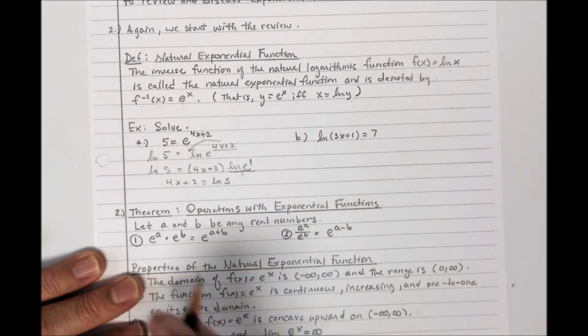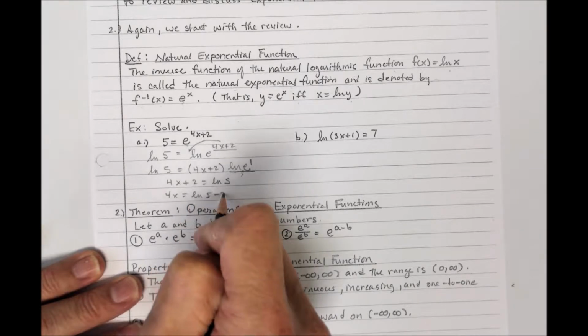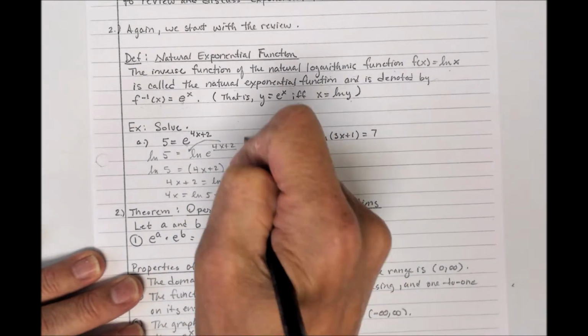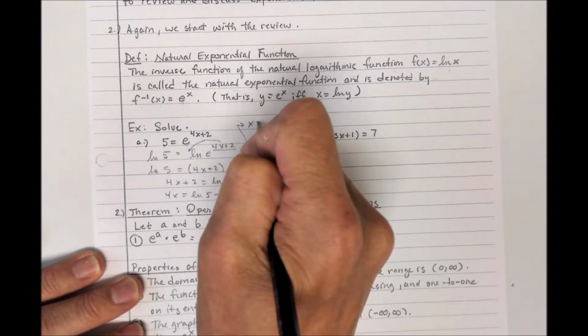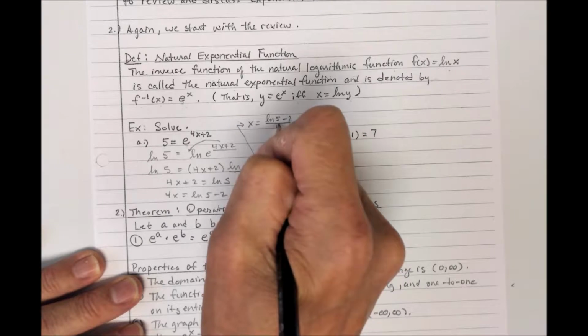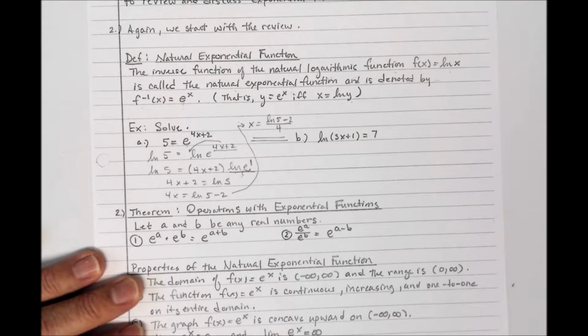I'll subtract 2 from both sides. I get the natural log of 5 minus 2, and then I'll divide by 4. And right here, I'll write x equals the natural log of 5 minus 2, all divided by 4. Whatever that turns out to be, we could approximate it to however many decimal places that we wanted.